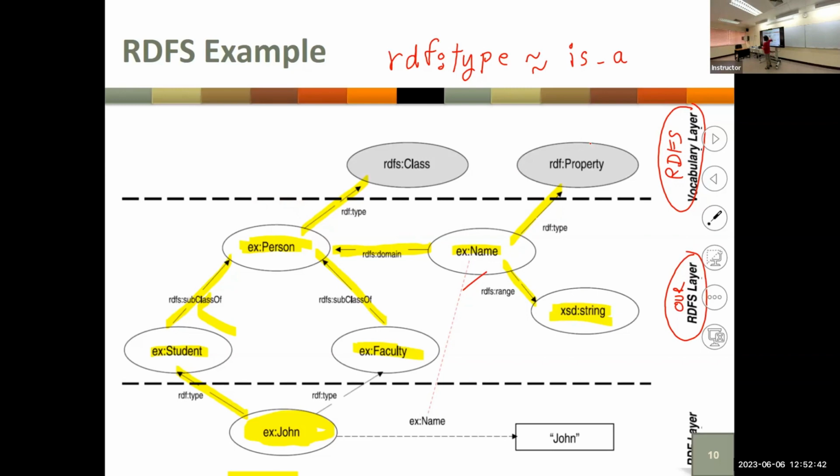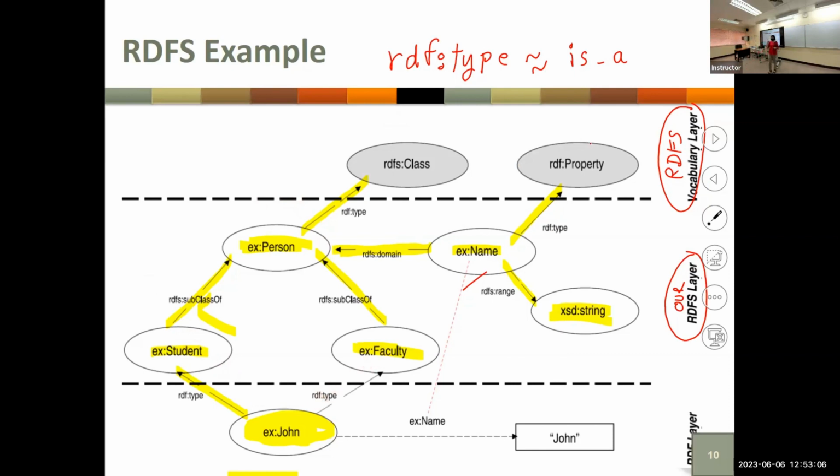Person is a class. Student is also a class. Faculty also is a class, meaning that student, person, faculty have type class. John is a student.